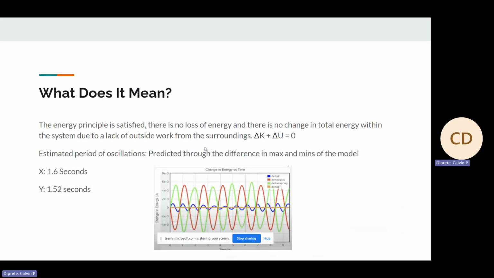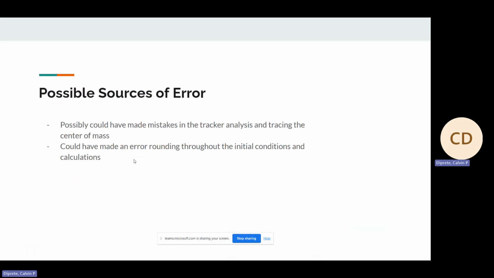The estimated period of oscillations, for the second question, was predicted through the difference in max and mins of the model. For X, I got 1.6 seconds. For Y, I got 1.52 seconds.